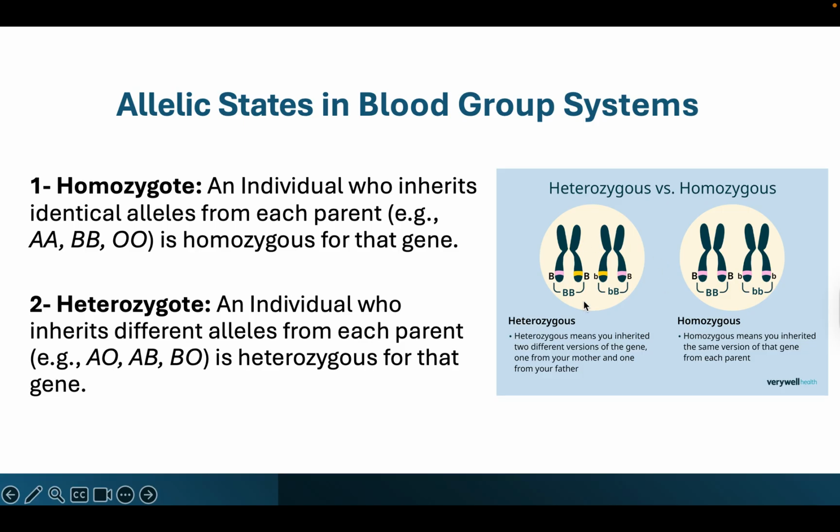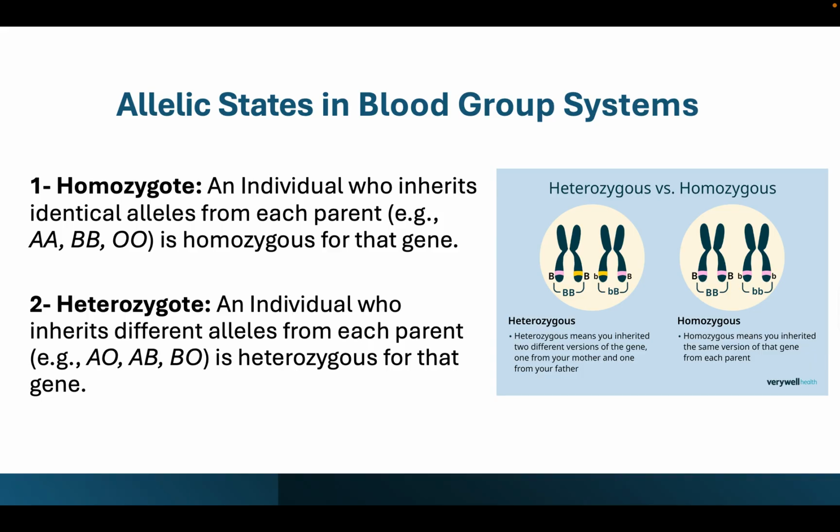As you can see here on the pictures, the circles on the right, I mean, both are the gene B capital or both alleles are the B small. In this case, we call it homozygous.